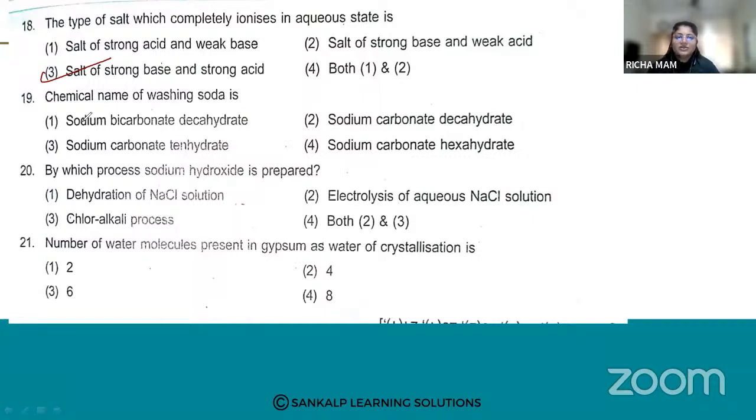Okay. Next one, what is the chemical name of washing soda? First one, sodium bicarbonate decahydrate. Second one, sodium carbonate decahydrate. Third one, sodium carbonate tenhydrate. Fourth one, sodium carbonate hexahydrate. So what is the chemical name of washing soda?